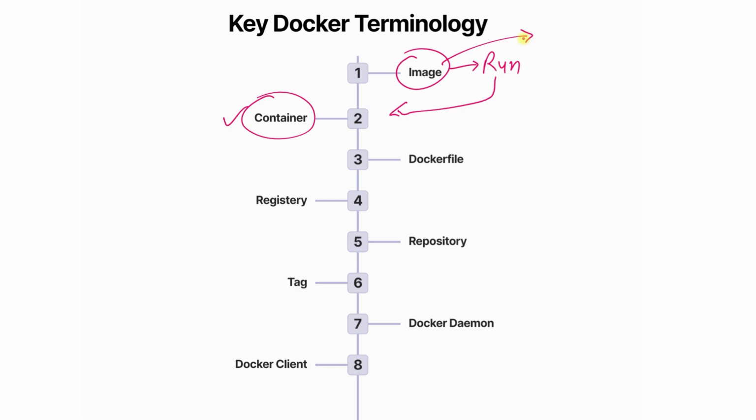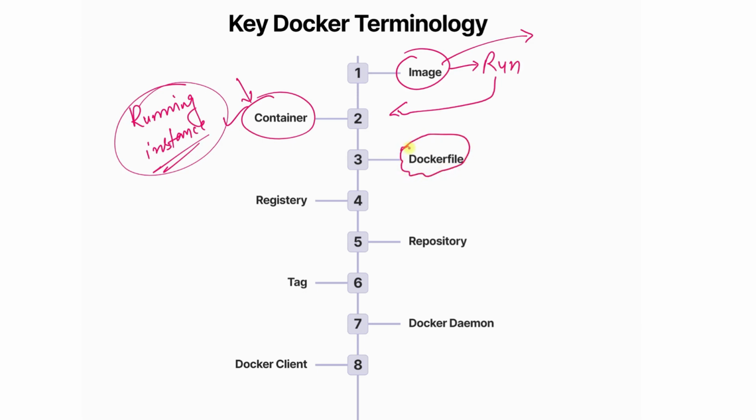Next thing, you need to understand what a container is. We have already talked about it: a container is a running instance of a Docker image. So what exactly is a container here? It's a running instance. That means we can perform tasks on this one, right? We can stop, we can start, we can pause. It's like we can perform tasks on this running instance. That is our container.